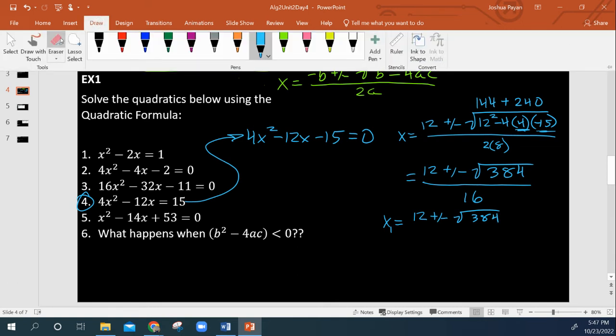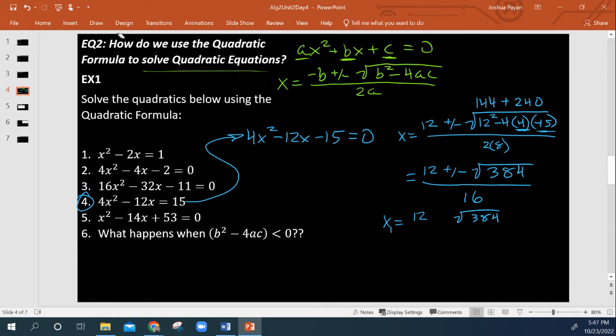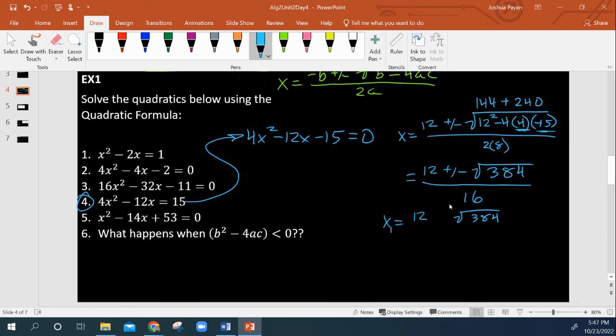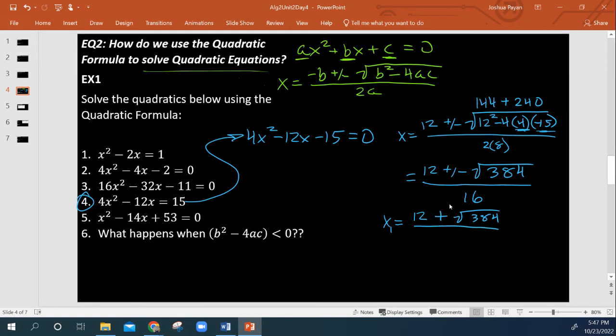And I'm saying plus or minus. We're going to be absolute here, be specific. So one of our solutions is going to be the plus, the positive one, right? And when I throw that in the calculator, let's see what we get. So square root of 384, that's about 19.59, plus 12, divided all by 16. It's about 1.97 when we round to the nearest hundredth.